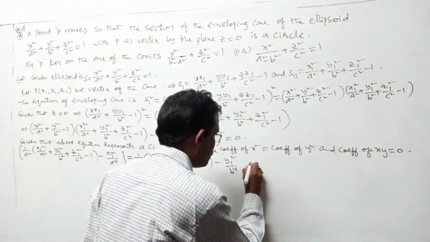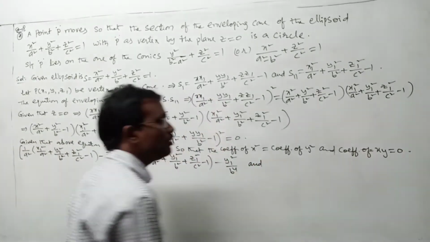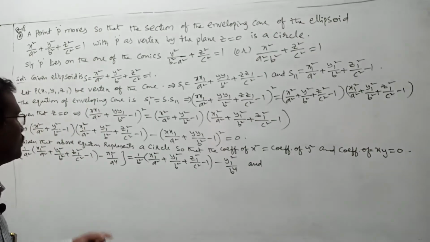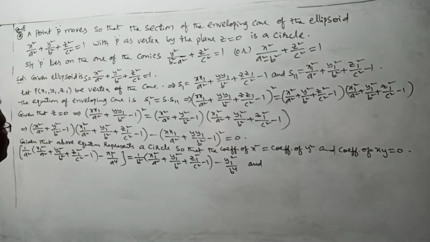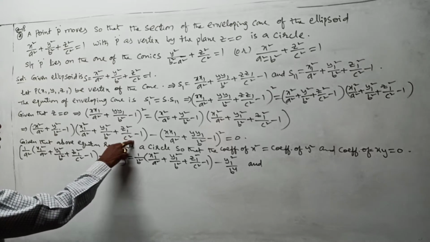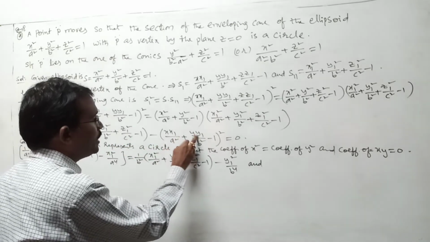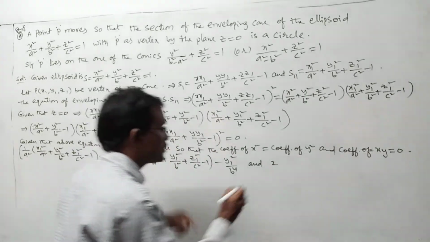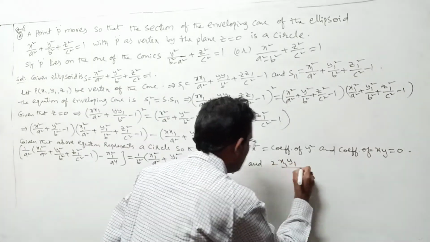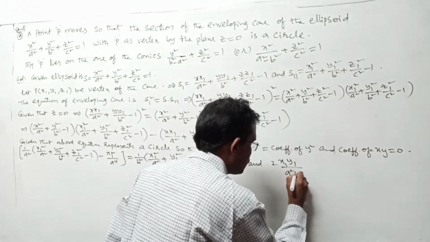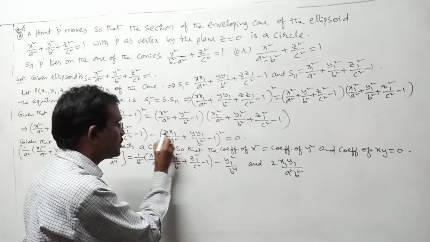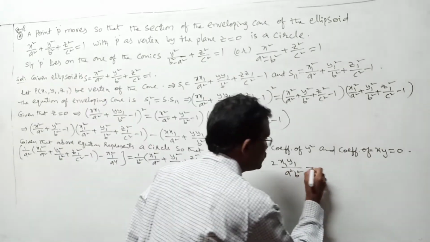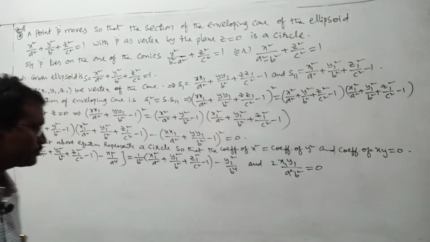And this is the first one. The next one is that the coefficient of xy becomes 0. Coefficient of xy means what? Nowhere is there an xy term, except the 2ab term, which gives the xy coefficient: 2 into x1 by 1 by a square b square. These two products only give the x into y term, and it is equal to 0. Any problem?